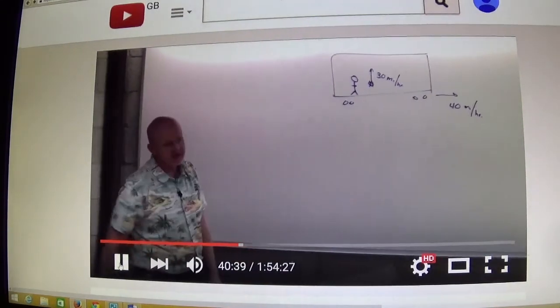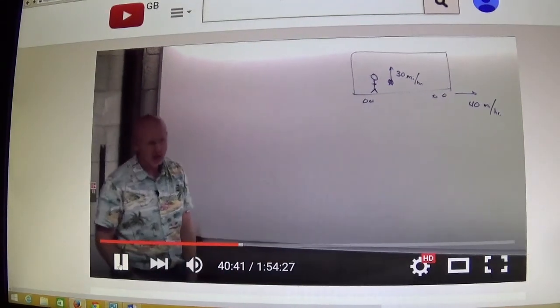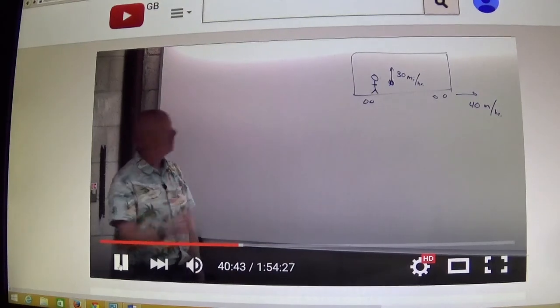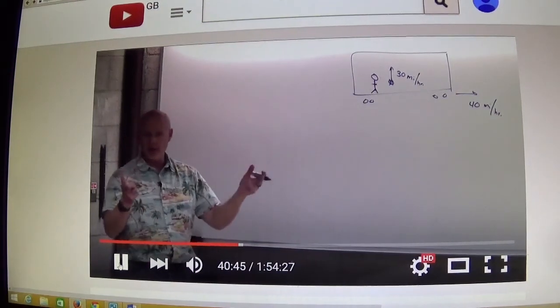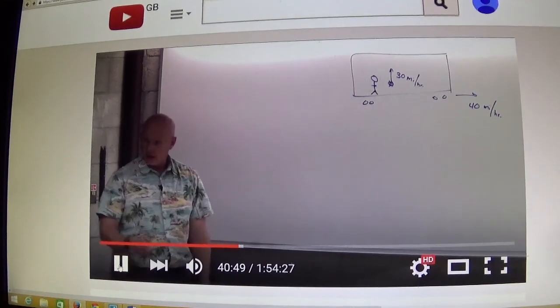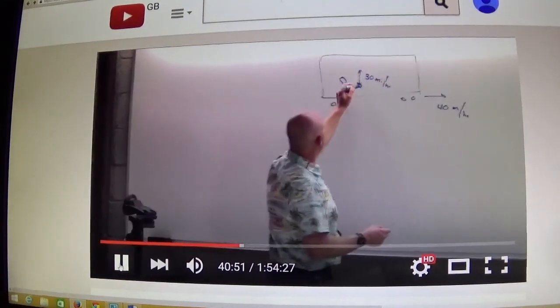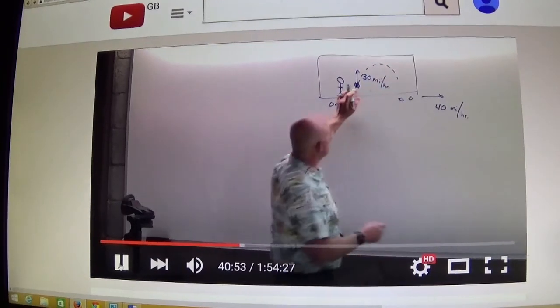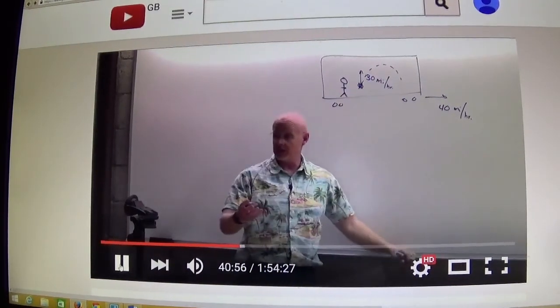And I just wanted to pick some nice even numbers so we could do this kind of quickly in our head. I would see the ball go straight up at 30. Fair enough? What would you see? Yeah, you would probably see this parabola in its shape. But let's just talk about its speed right here.